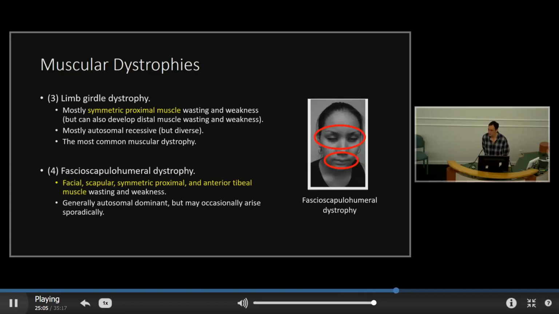This young lady, whose picture we saw before, has one called facioscapulohumeral, or FSH dystrophy. So this is a particular dystrophy that you see once in a while that likes to go for the muscles of the face, gives you scapular winging, and of course the classic symmetric proximal pattern. So this lady obviously has a quite marked affectation of the eye muscles and the muscles around the mouth. And this is a very classic appearance, I must say, for a person with FSH dystrophy.